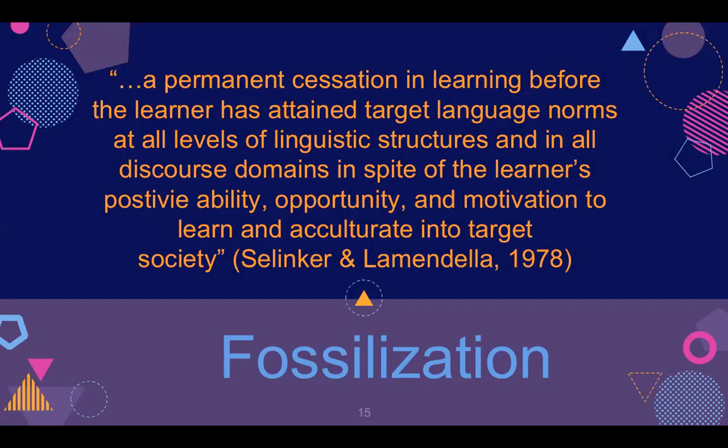norms at all levels of linguistic structures and in all discourse domains, in spite of the learner's positive ability, sorry, I think I spelled that wrong, opportunity and motivation to learn and acculturate into target society. So there can be different reasons for fossilization, but really the definition is saying there's a learner that's developing and growing in all areas, and then due to some factor that may not even be identifiable, the person just stops their development and they stay at that same level.